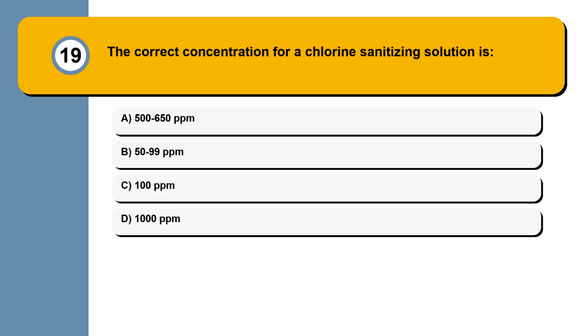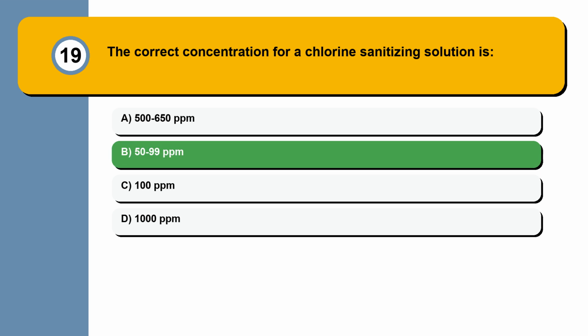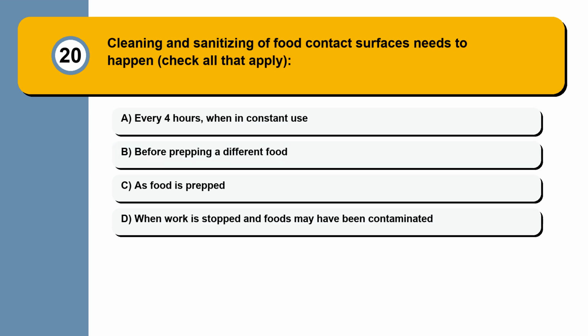Question 19. The correct concentration for a chlorine sanitizing solution is 500 to 650 ppm, 50 to 99 ppm, 100 ppm, 1000 ppm. Question 20. Cleaning and sanitizing of food contact surfaces needs to happen, check all that apply: every 4 hours, when in constant use, before prepping a different food, as food is prepped, when work is stopped and foods may have been contaminated.